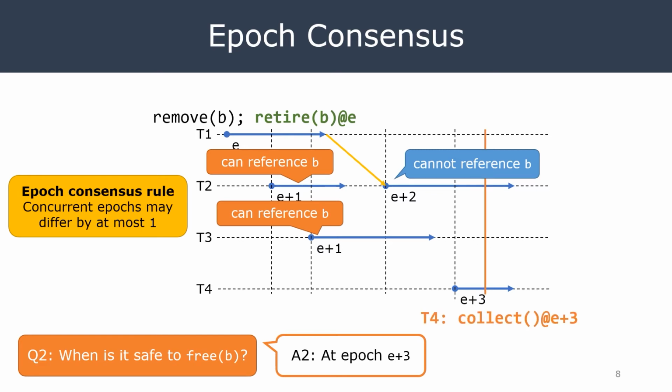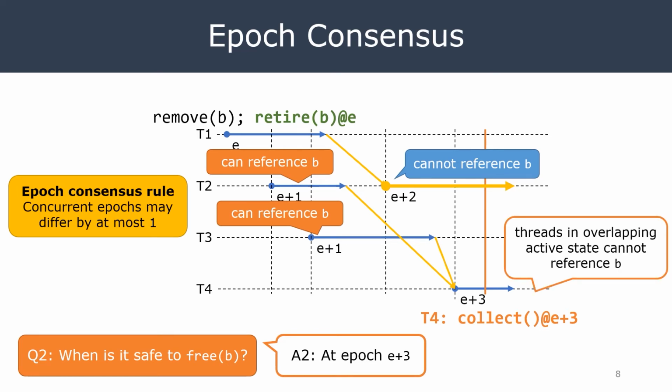So when T4 calls collect in E plus 3, it knows that E plus 3 does not overlap E plus 1, and the only overlapping epoch, E plus 2, cannot use B. Therefore, B can be freed safely in epoch E plus 3.